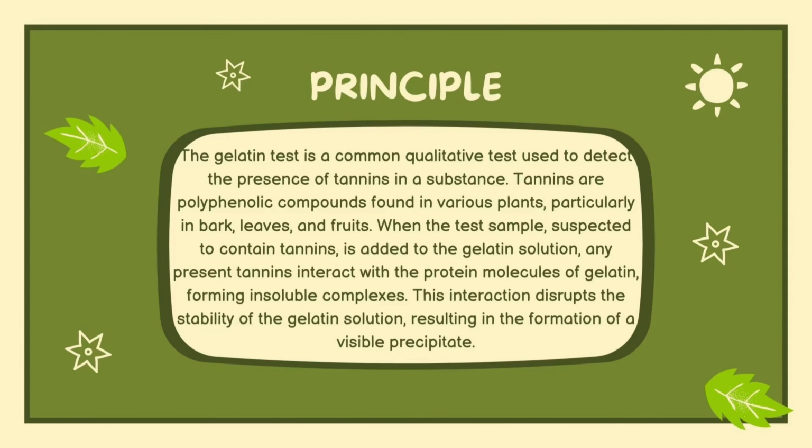Today I will be discussing the results that we have obtained from experiment 11, the gelatin test. The gelatin test is a common qualitative test used to detect the presence of tannins in a substance. Tannins are polyphenolic compounds found in various plants, particularly in bark, leaves, and fruits. When the test sample suspected to contain tannins is added to the gelatin solution, any present tannins interact with the protein molecules of gelatin, forming insoluble complexes. These interactions disrupt the stability of the gelatin solution, resulting in the formation of a visible precipitate.